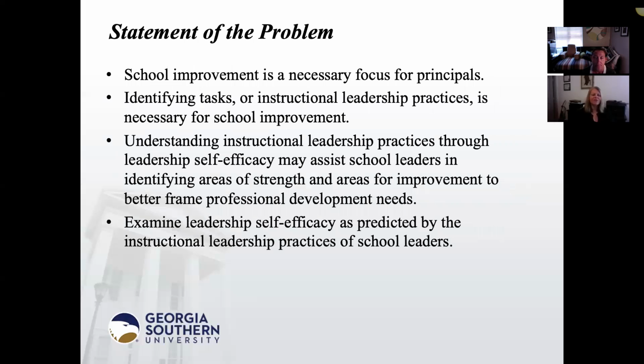The statement of the problem for this study: school improvement is a necessary focus for principals given the amount of influence that they have over student outcomes. Identifying tasks or instructional leadership practices is also a necessary component of school improvement. Understanding instructional leadership practices through leaders' self-efficacy may assist school leaders in identifying areas of strength and areas for improvement to better frame their professional development needs, and to examine leadership self-efficacy as predicted by the instructional leadership practice of school leaders.